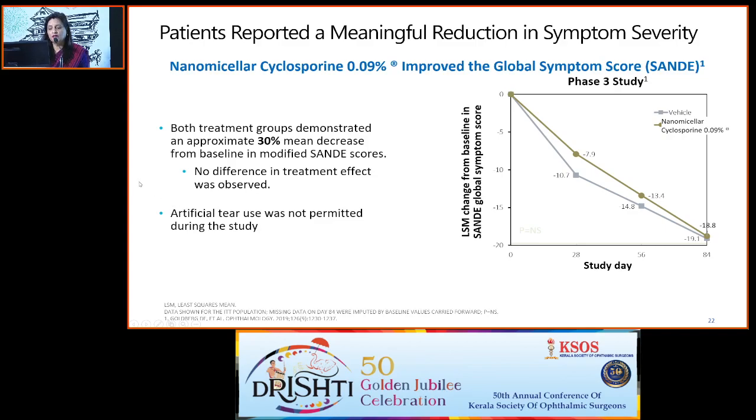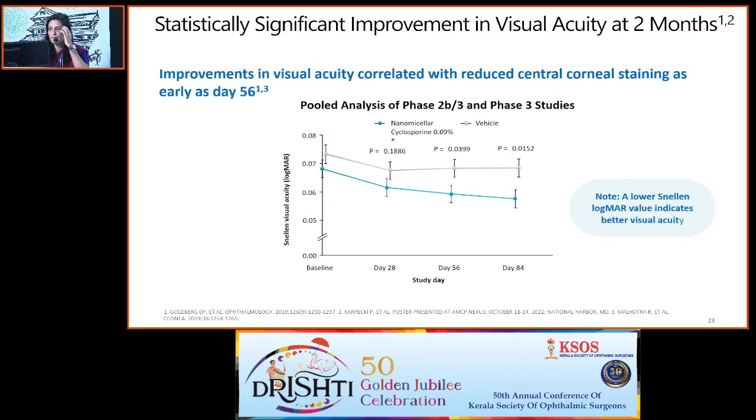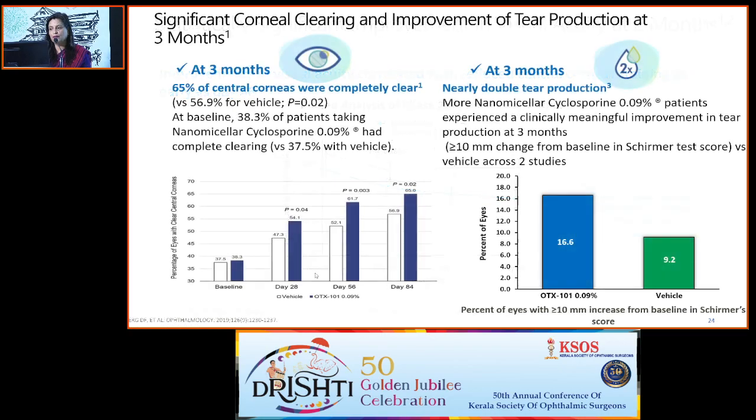That is how we analyzed the symptoms of the patient. Again, both the treatment groups demonstrated a 30% mean decrease from baseline in modified SANDE scores, and there was no difference in the treatment effect which was observed. And of course, artificial tears were not allowed in this study. Now, again, in visual acuity, with the same data, it was found that the nanomicellar cyclosporin patients did better.